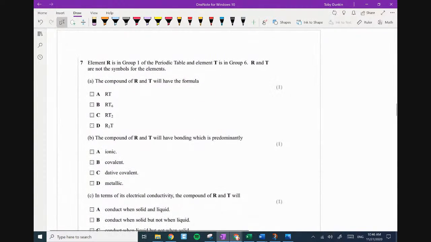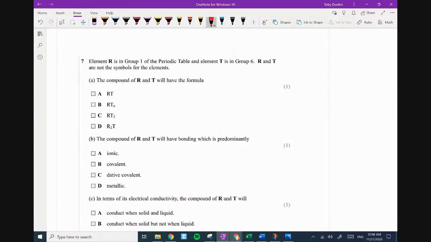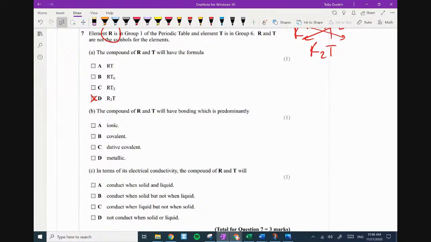Next, element R is in group 1 in the periodic table. T is in group 6. R and T are not the symbols for the elements. The compound will have the formula... That's quite clever, that. So R is group 1, so that's going to be R1+. T is group 6, that's going to be T2-. Crossing down, it's going to be R2T. So it's D. Compound R and T will be bonding predominantly as ionic.